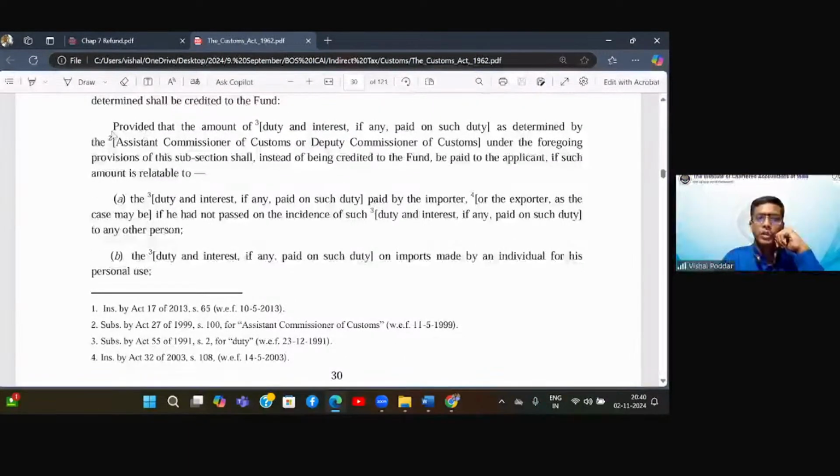See, proviso. This particular paragraph, which starts with the word provided, is called a proviso. And a proviso is generally either to create an additional condition to the main provision or to create an exception. Here it is creating an exception. How? Provided that the amount of duty and interest, if any, paid on such duty as determined by the AC or DC under the foregoing provisions, so above we have already determined that this duty has been paid in excess, shall, instead of being credited to the fund, be paid to the applicant if the following conditions exist. So in the following cases, the amount will be refunded to you and not transferred to the Consumer Welfare Fund.